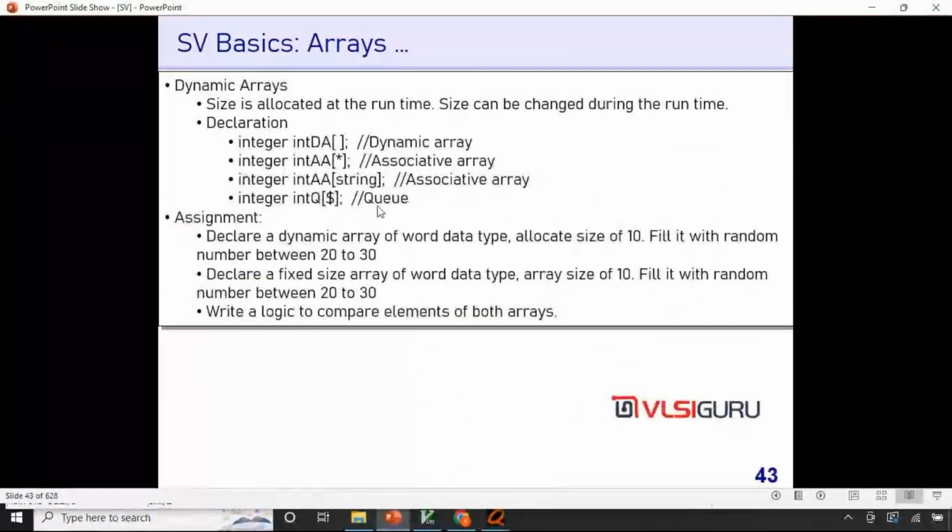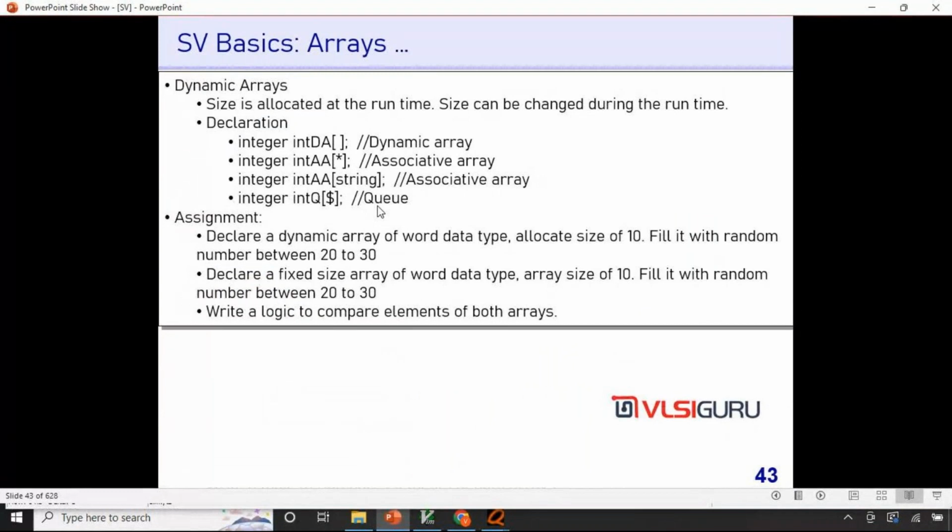We will move on to the next type of array. See, till now what we worked with is static arrays. Now we are going to go to the next type of array, that is dynamic array. So let us understand how to work with dynamic arrays. What is a dynamic array? Size is allocated at runtime. Size can be changed during the runtime. I told you, right? You can increase the number of chairs, you can reduce the number of chairs in this room. Then it will become a dynamic room.